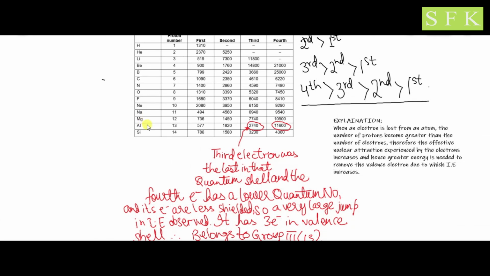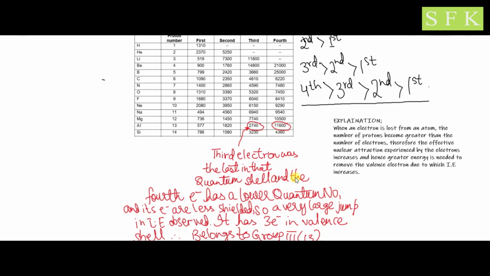Over here, let's take the example of aluminum. First ionization energy is 577, second is 1820, third is 2740, but the fourth ionization energy has a very big jump. It's 11,600, a huge jump in between the third and the fourth ionization energies. This shows that the third electron was the last in that quantum shell, basically the shell from which the first and the second electrons were lost. The third was also lost from that shell, but this fourth one was lost from the next shell, the inner shell.